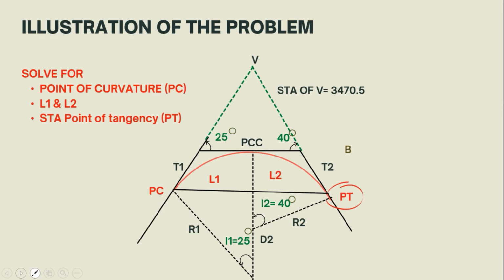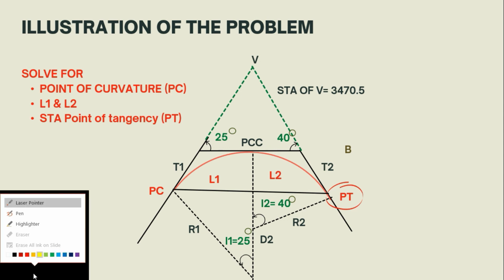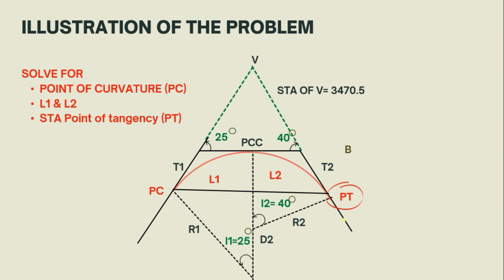So we cannot directly solve PT since there is missing information. So basically, we have to solve for the following elements before we can solve the point of tangent. First, we still have to solve for the point of curvature. Since it is not given in the problem, we have to solve for the point of curvature.